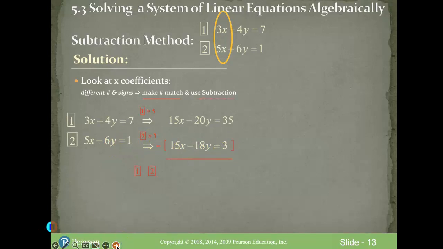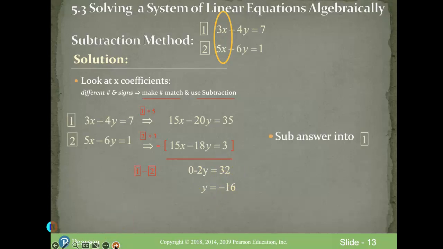Then here is where the subtraction comes in. 15x minus 15x is 0. Be careful, negative 20y minus negative 18y is negative 2y. And 35 minus 3 is 32. At that point, you have an equation in one variable. I can divide both sides by negative 2, and I get that y is negative 16.